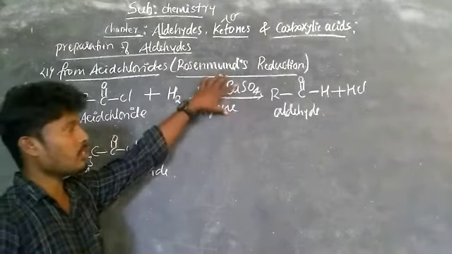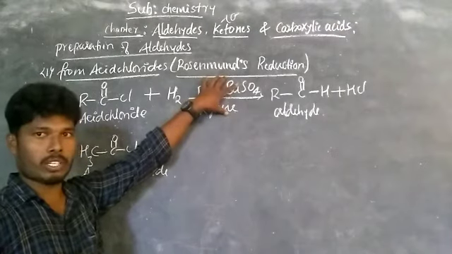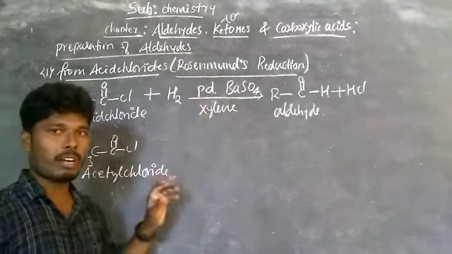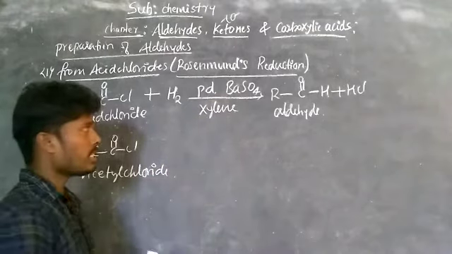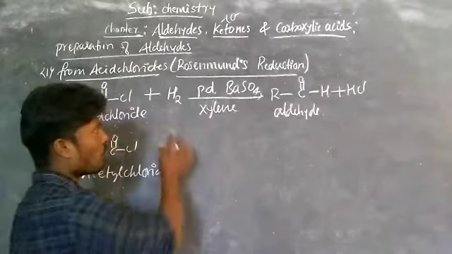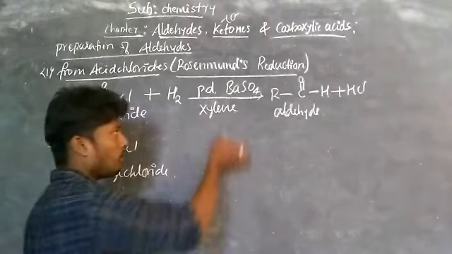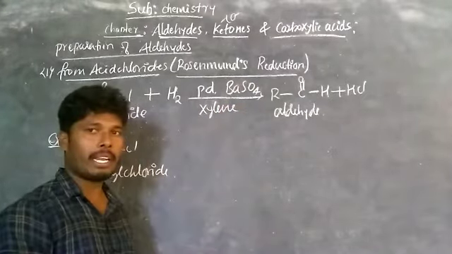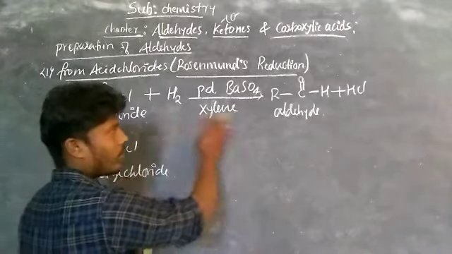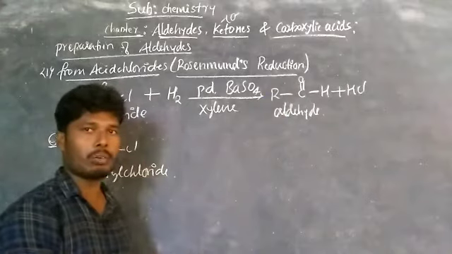What is the catalyst we are using in the Rosenmund reaction? Here the catalyst is palladium and barium sulfate, and xylene is the solvent. This is the reaction condition. This palladium is a reducing catalyst along with hydrogen gas. What is the need of adding barium sulfate? It avoids further reduction of the aldehyde into alcohol.